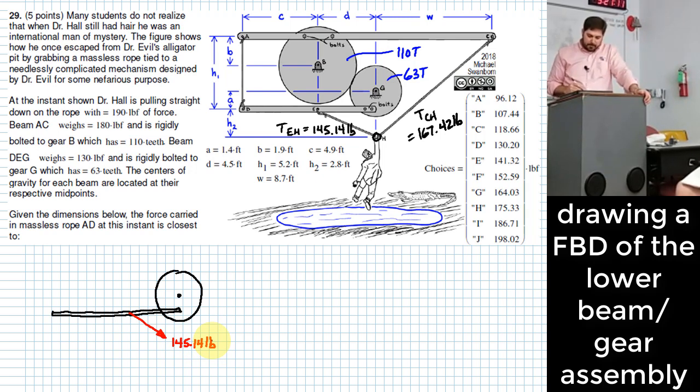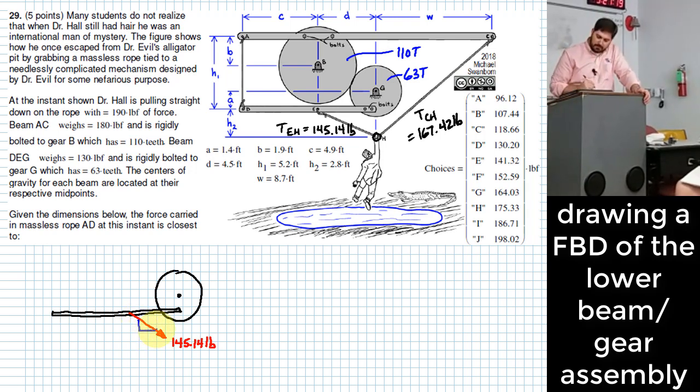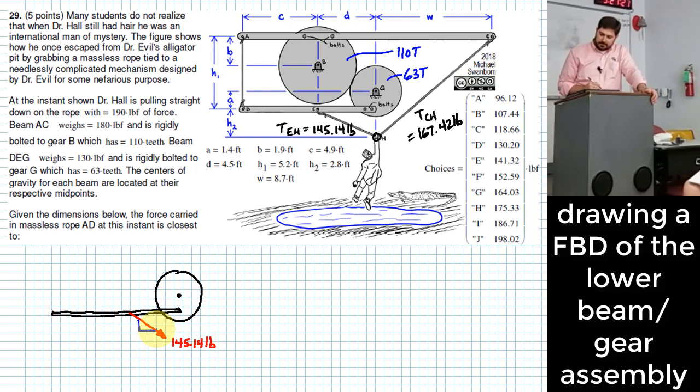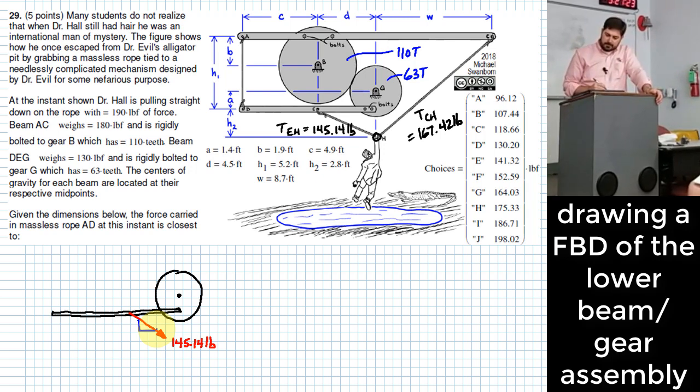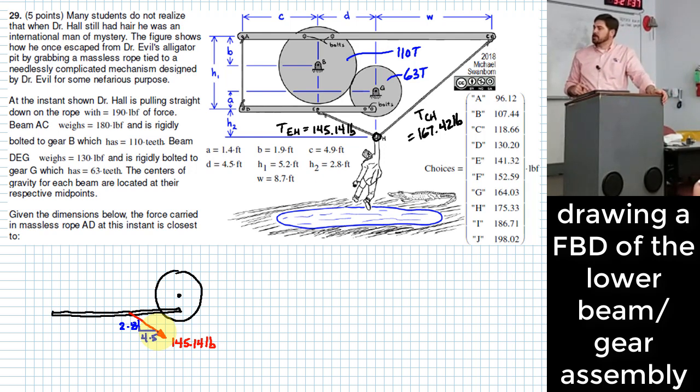Okay. We also know something more about the direction of that force too, right? What's the direction? Okay, it rises by H2, so it rises by 2.8 and has a run of what? 4.5? So that allows us to remember the direction that that force acted. What else?